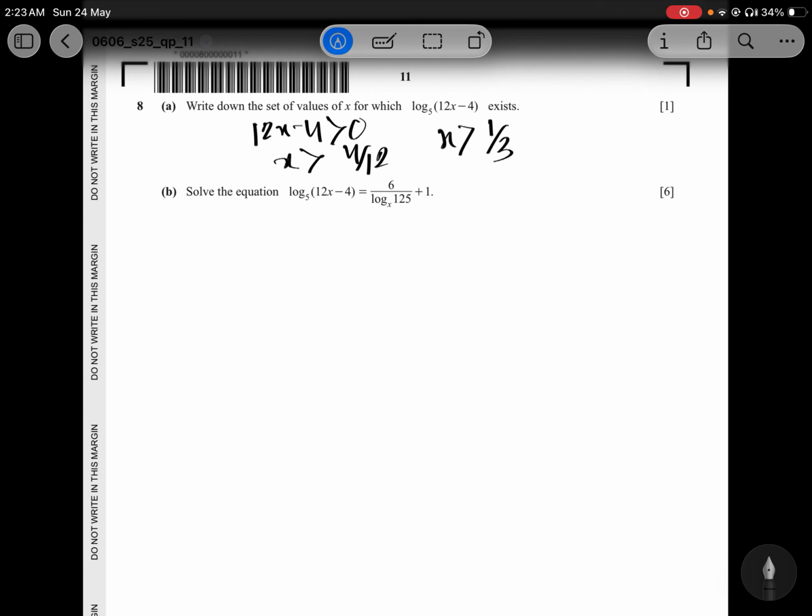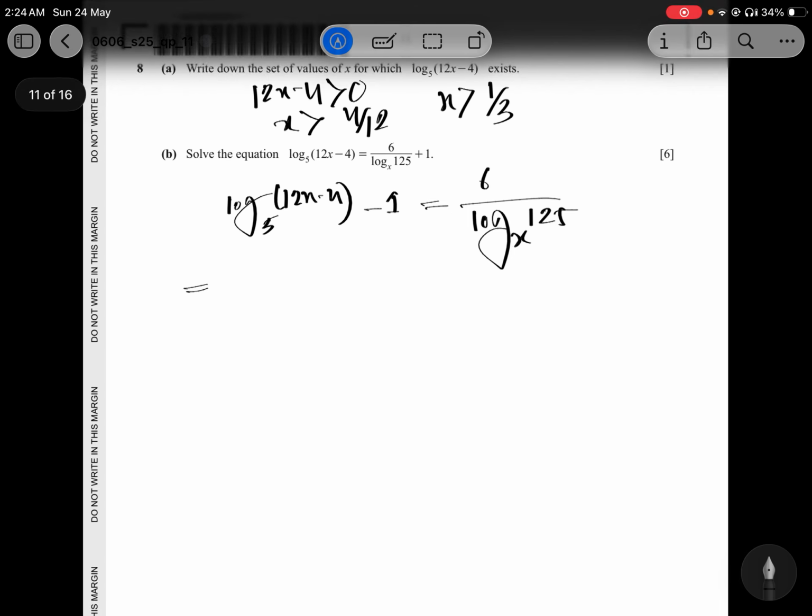Okay, log 5 of this product being plus 1. Okay, solve. Okay, log 5 is this one. Okay, no issues here. Log 5 of (12x minus 4) minus 1 equals 6 over log x base 125. I need to find out the value of x.